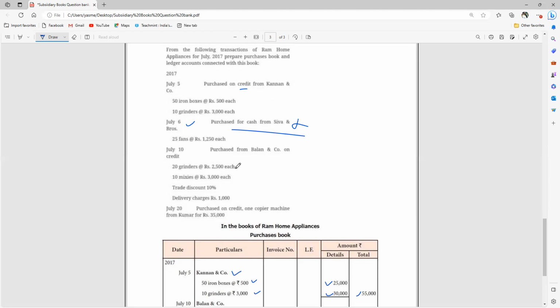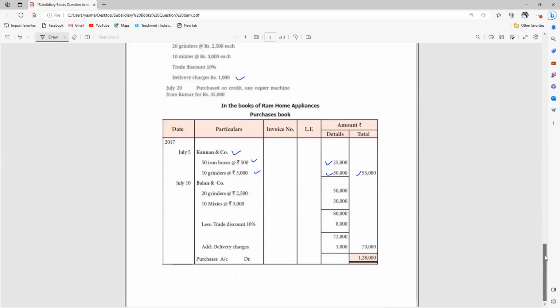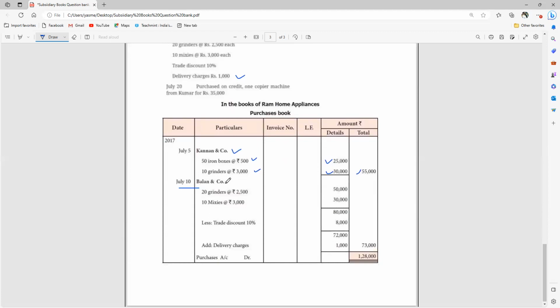20 grinders at rupees 2,500 each and 10 mixies at rupees 3,000 each. Allow trade discount at 10% and delivery charges is 1,000. So that we need to see here. On July 10th, purchase from whom? Balan and Company. What did we buy? 20 grinders at rupees 2,500 each. 2,500 per grinder and 20 grinders is 50,000. Next, 10 mixies at rupees 3,000 each. 10 into 3,000 is 30,000.